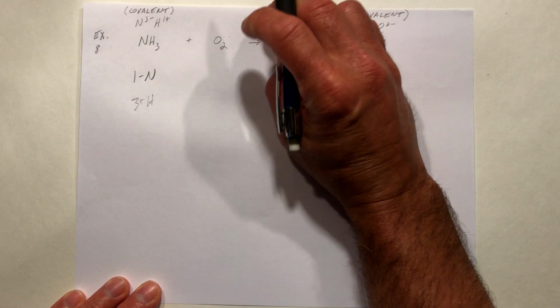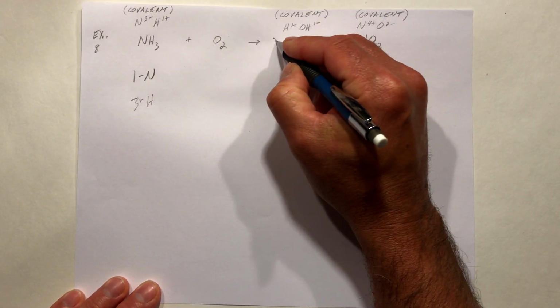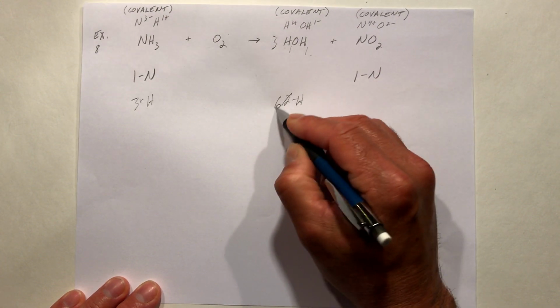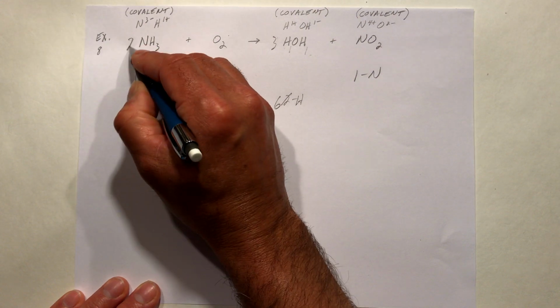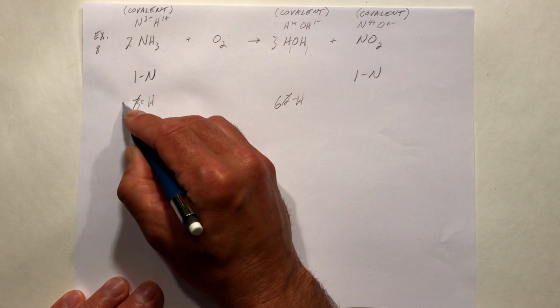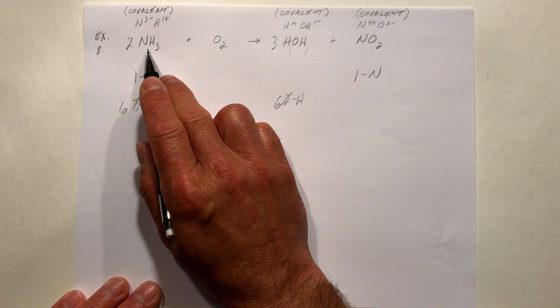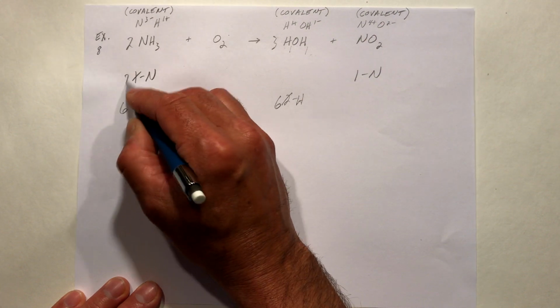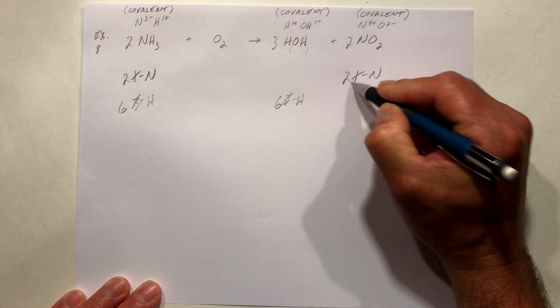If I change this coefficient to a 3, 3 times 1 and 3 times 1 add up to be 6 H's. And I can change this coefficient so that 2 times 3 makes 6 H's. Now notice that we changed the N's. Again, if you change something that you've already counted, go back and fix it. So we have 2 N's. Let's fix that. Let's put a 2 here so we have 2 N's.